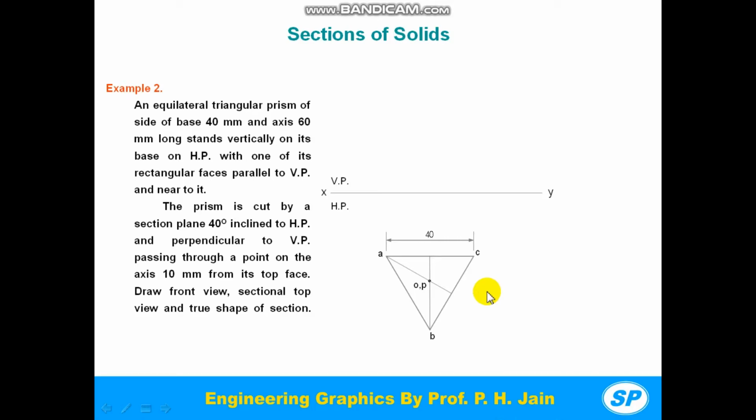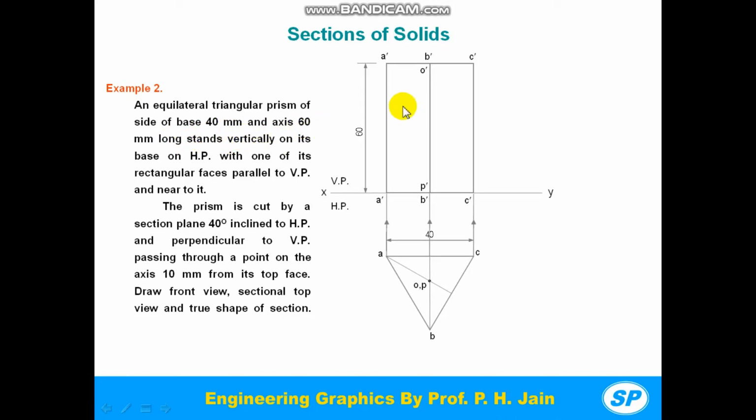Now let's project its front view. So the front view of this prism is a simple rectangle with height 60 mm, which is the height of the axis. So the axis in front view is O dash P dash. The axis O dash P dash is behind the longer edge B dash B dash. So this is the complete front view of this equilateral triangular prism. So this is the projection of the solid part.